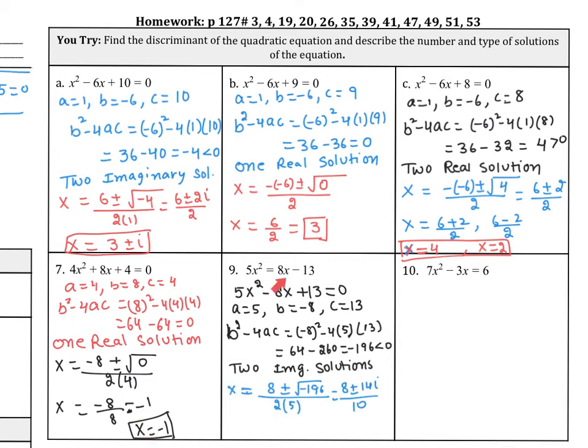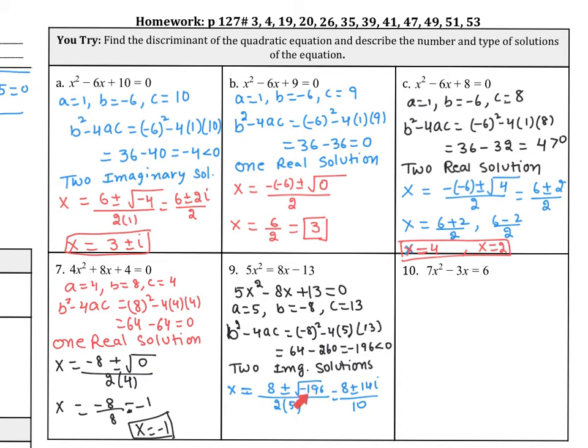For number 9, you're going to bring the 8x and 13 onto the other side. So subtract 8x on both sides, add 13. You're going to get a as 5, b as negative 8, and c as 13. b squared minus 4ac, you're going to get negative 8 squared minus 4 times 5 times 13. So 64 minus 260 is going to be negative 196, which is less than 0. So you're going to get two imaginary solutions. If you want to find the solutions, or actual x values, you're going to apply negative b plus or minus the square root of b squared minus 4ac.